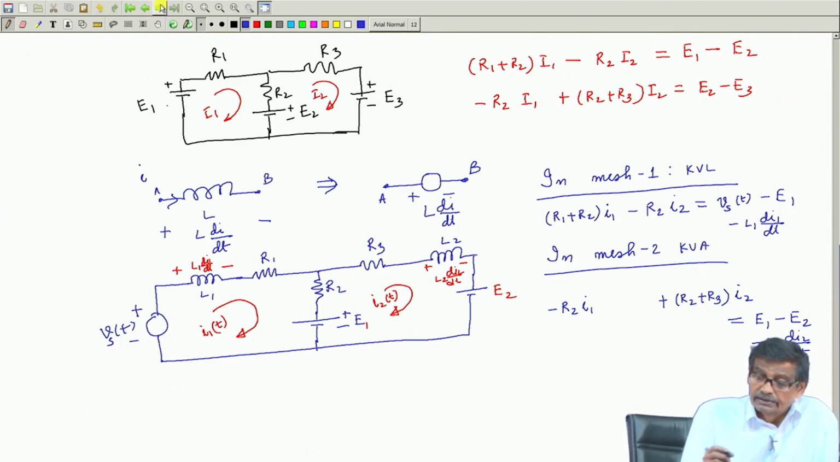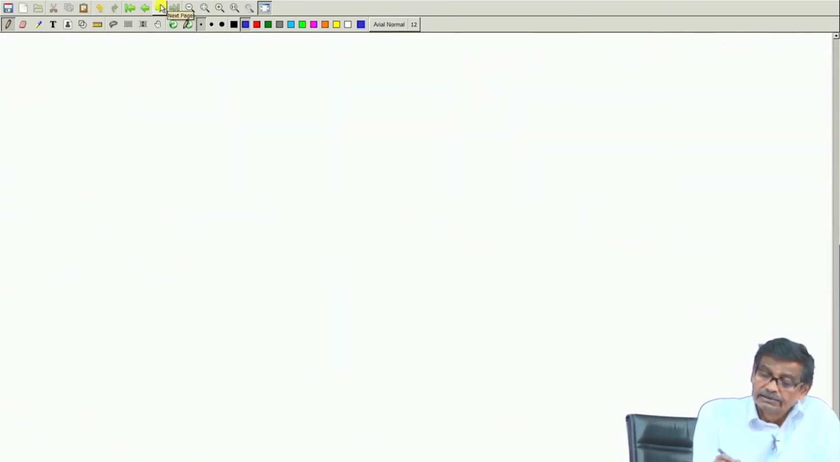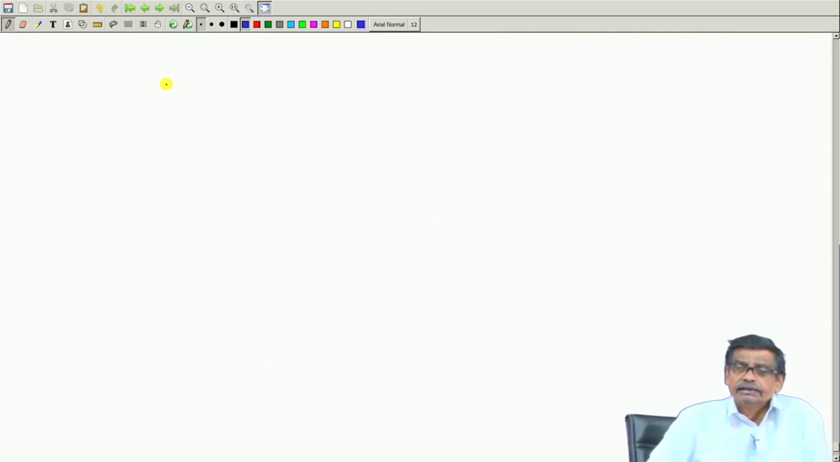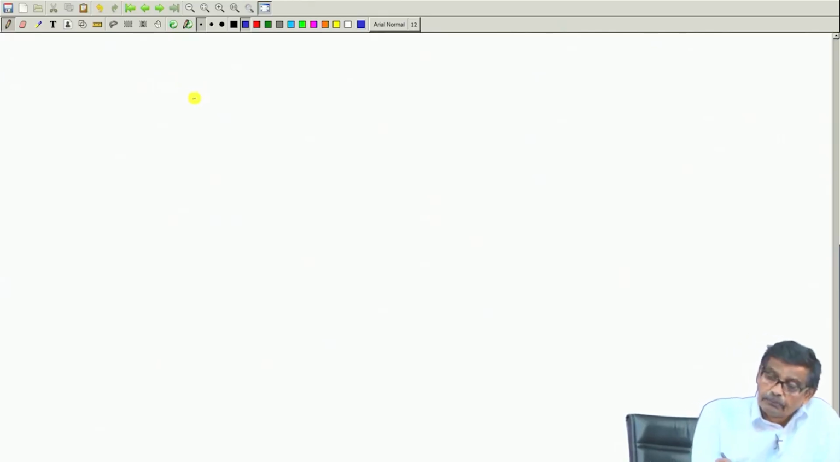Similarly, nodal analysis. Nodal analysis also you can write in the same way. For example, I will say that I have a circuit like this.